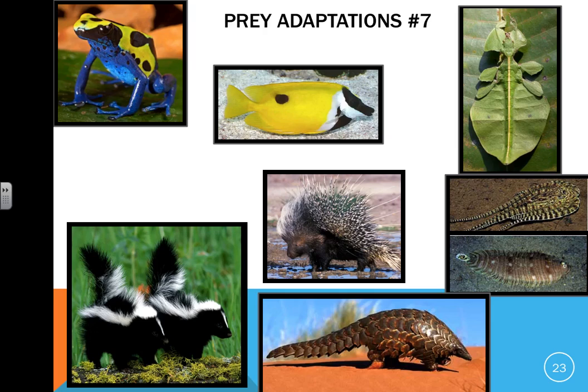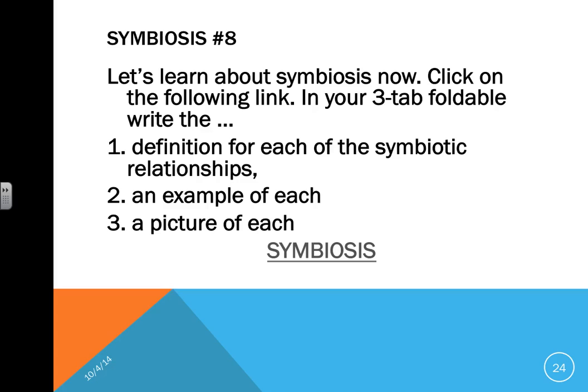So a lot of adaptations as well that the prey have. So it's not just predators that have adaptations. Prey also have adaptations. So symbiosis is our 8th goal, and so we're going to learn about symbiosis now.